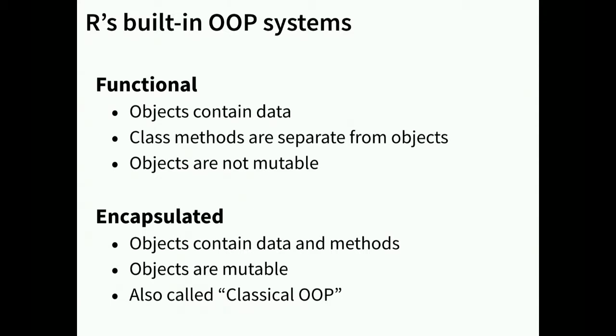For encapsulated object-oriented programming, the objects contain both the data and the methods. The objects are mutable. They can change when you call a method or if you modify things in it. And it's also known as classical object-oriented programming. So this is the type of system you'd see with like Java, C++, or Python. This is much more common in the wider programming world.